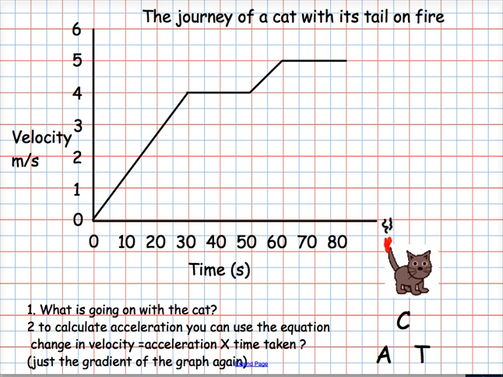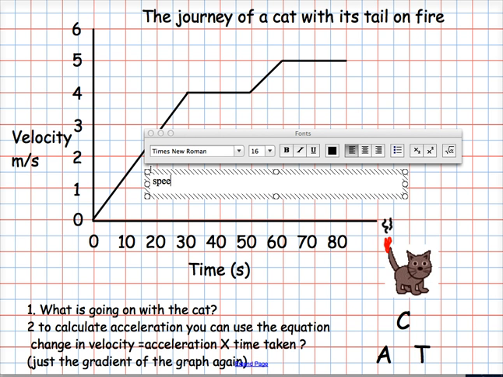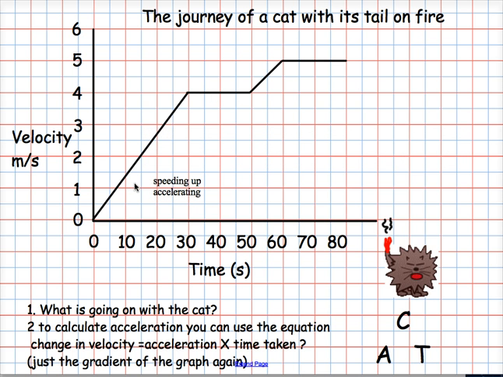Now you can say speeding up, or you can use the proper word, accelerating. So it's accelerating from 0 to 4 meters per second in 30 seconds. If you want a total description of the graph, don't forget to use those units. After 30 seconds, it has reached a speed of 4 meters per second. Now on the other graph, the distance time graph, this would be a constant speed, but in this one, it certainly isn't.